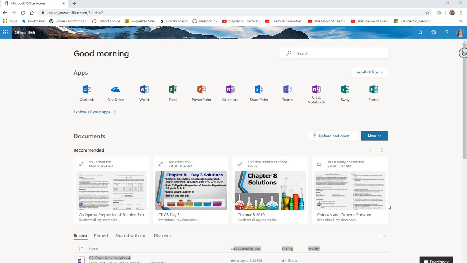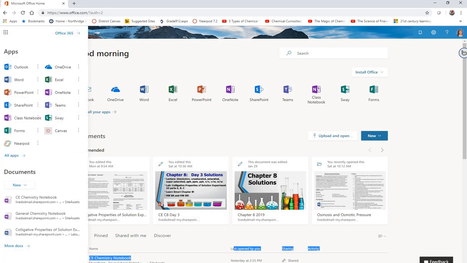All right, how many know what the waffle is on Office 365? What they call the waffle? I'm glad I wasn't the only one that didn't know that. Okay? It's this thing over here. Right there in the blue. Can you see it? Okay? Go ahead and click on it. And it should come up like this. Okay? You want to click on Teams.